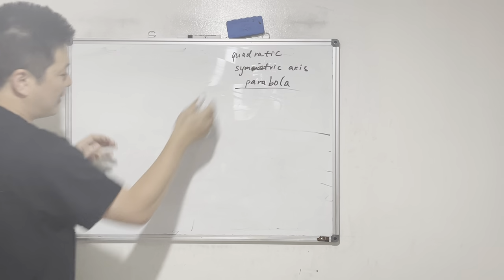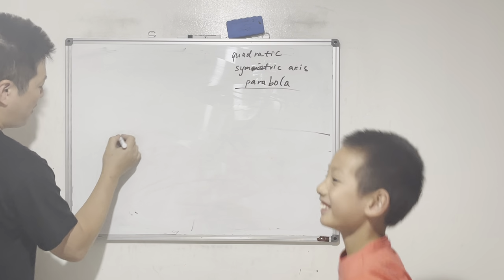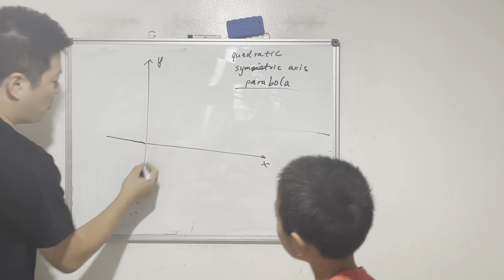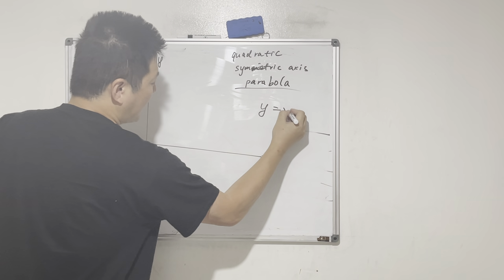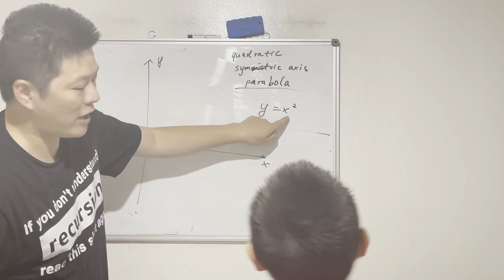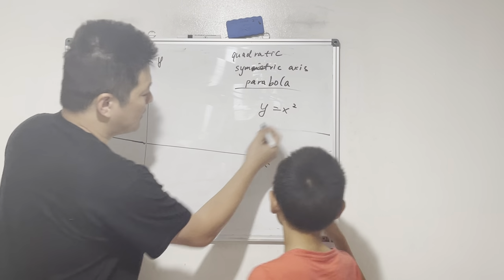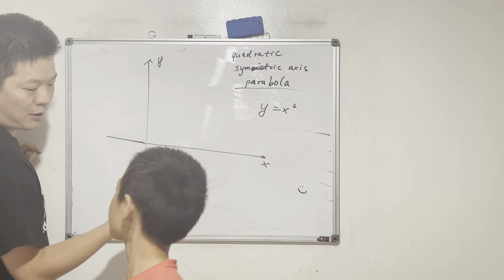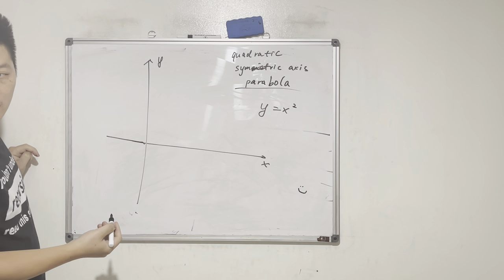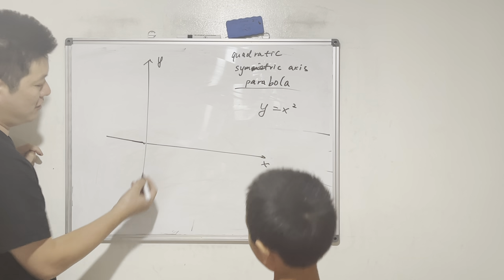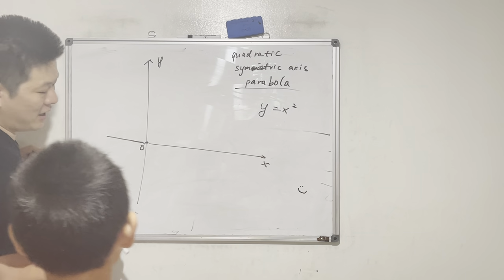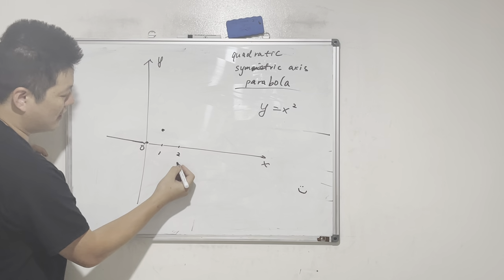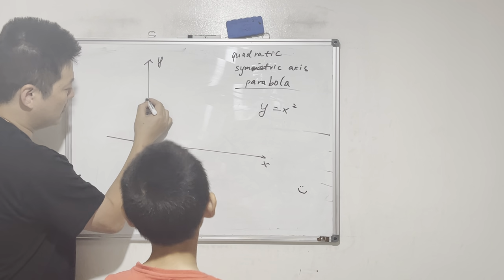Okay, so parabola is the mathematics one. Remember this X and Y? This is X, this is Y. If I have a function y equals x squared, x times x, this is quadratic because it's a square. When x is 0, what's the value of y? When x is 1, what's the value of y? 1. When x is 2, what's the value of y? 4.